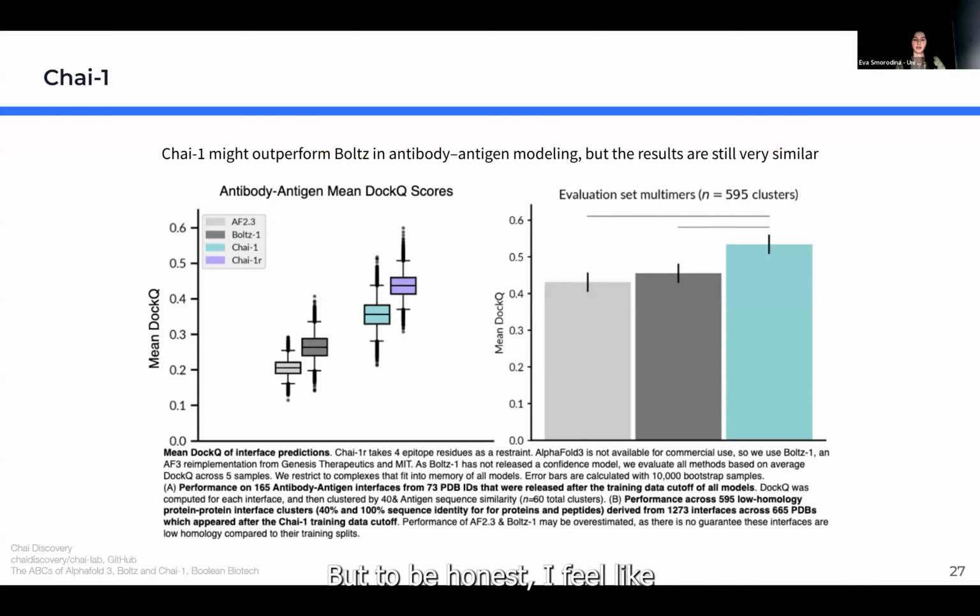But to be honest, even though Chi-1 claims that they outperform Boltz and AlphaFold3 in antibody-antigen modeling, the results in practical testing are actually quite similar. So I would say the best approach to antibody-antigen modeling is still to use physics-based methods that involve molecular dynamics, which are able to properly and accurately model the fluctuations of the binding loops of antibodies. And this will give you the most accurate results.